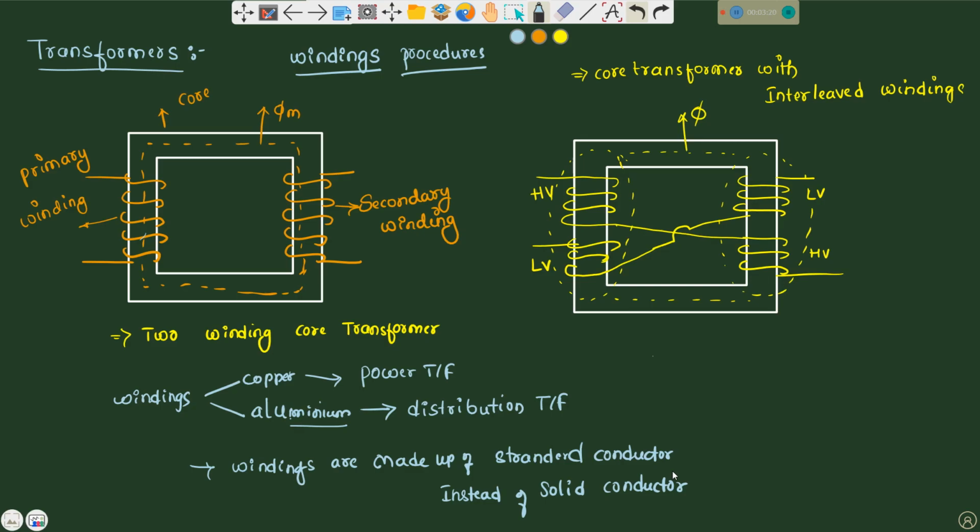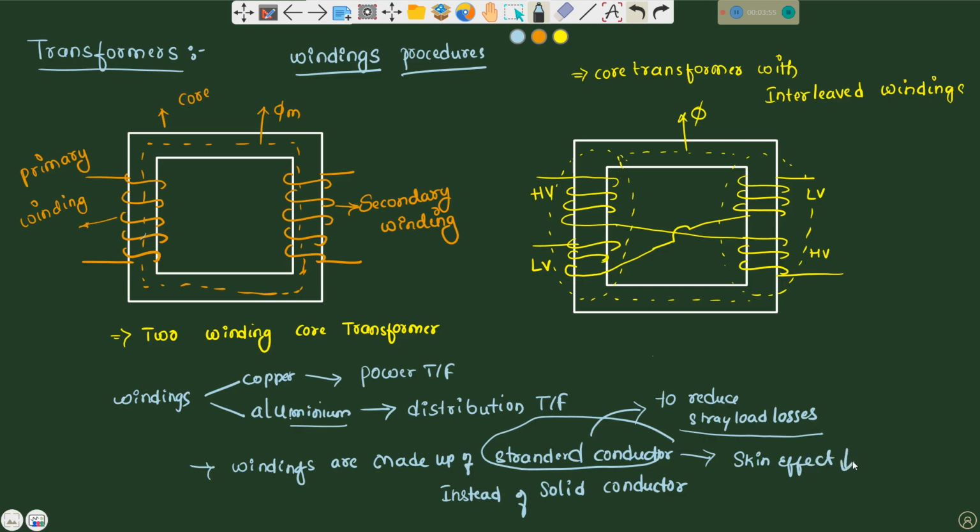Why do we use stranded conductors? In order to reduce stray load losses, we use stranded conductors. Remember this. Stranded conductors are also useful to reduce skin effect. These conductors are like the ACSR you studied, right? So they reduce skin effect, since skin effect is proportional to the square of the diameter of the conductor, correct?